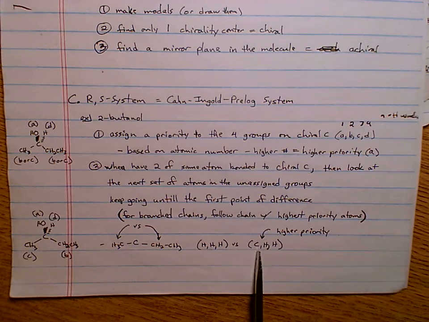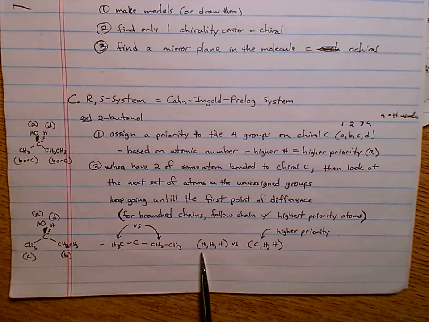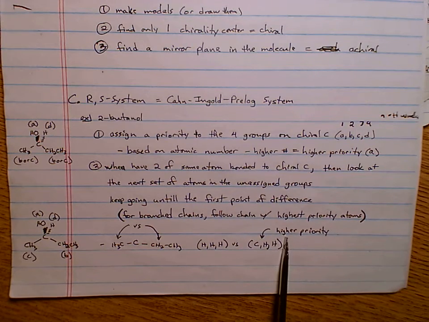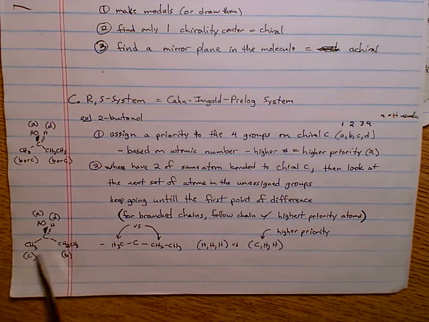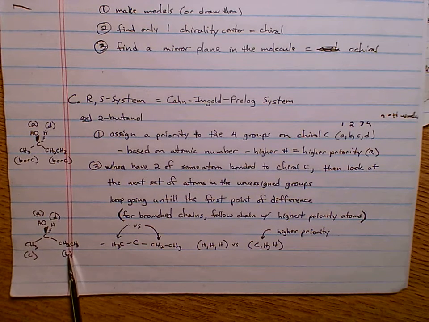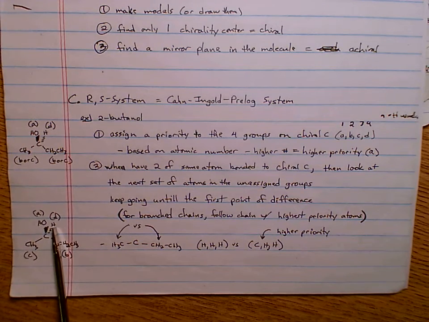This carbon has a higher atomic number than this hydrogen. Therefore, this has a higher priority. It's a longer chain, and as I just said before, longer chains through this system will be given higher priority unless there's branches. So that makes this the second highest priority, this the third highest priority. Hydrogen is the lowest priority, oxygen is the highest priority.